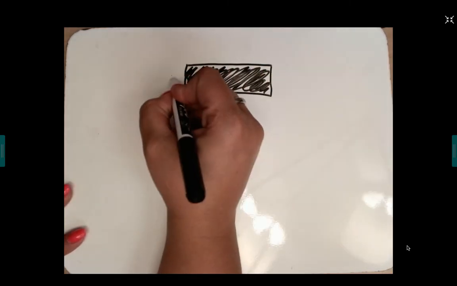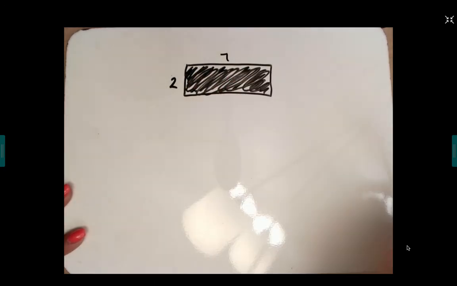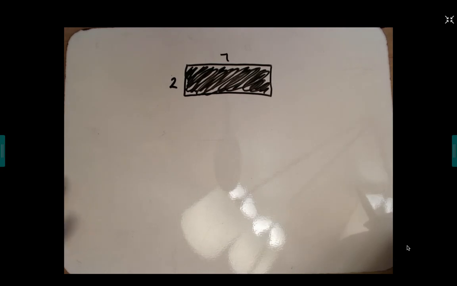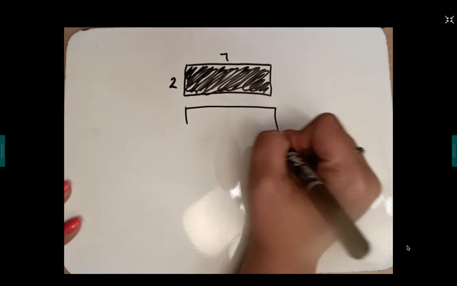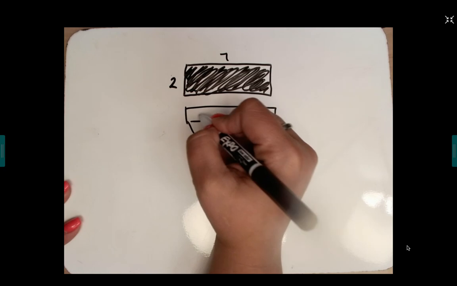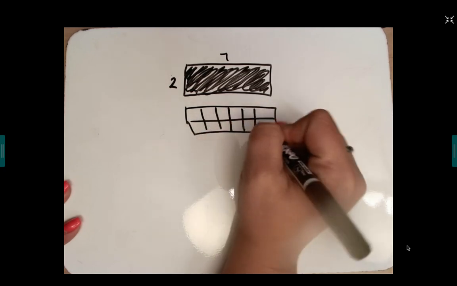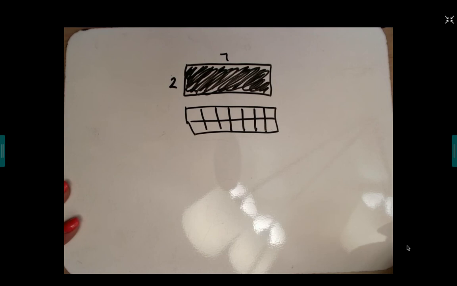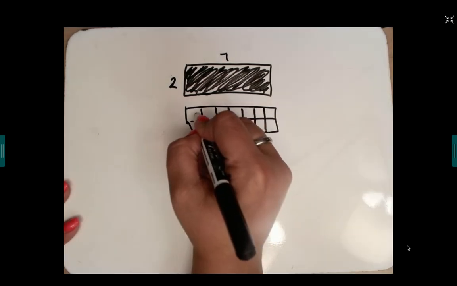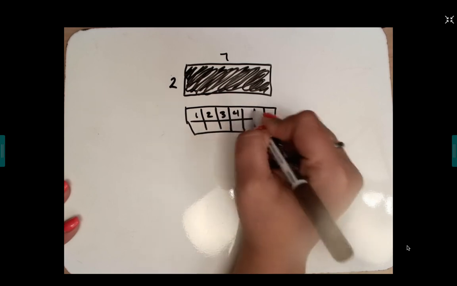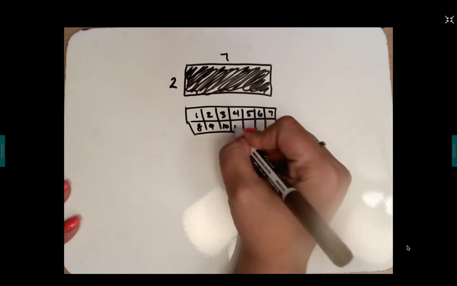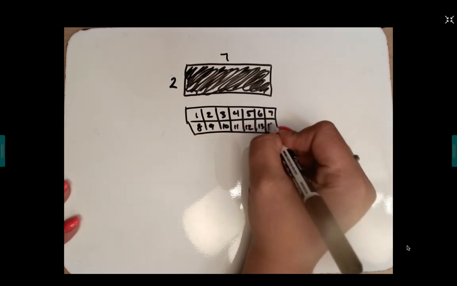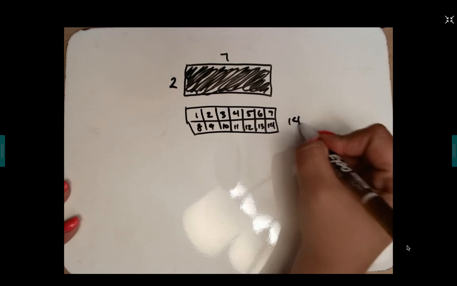So let's say this was 2 Unifix cubes long and 7 Unifix cubes wide. So really, that is the same as 2 rows and 7 columns. So if I count that all up, I've got 1, 2, 3, 4, 5, 6, 7, 8, 9, 10, 11, 12, 13, 14, which would have been 14 would be the area.